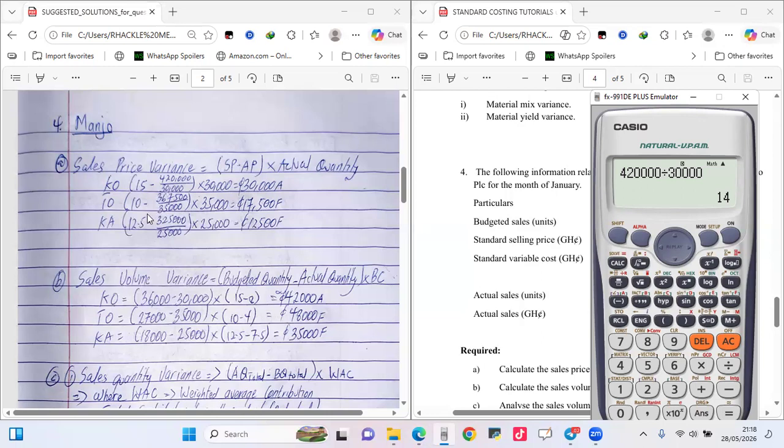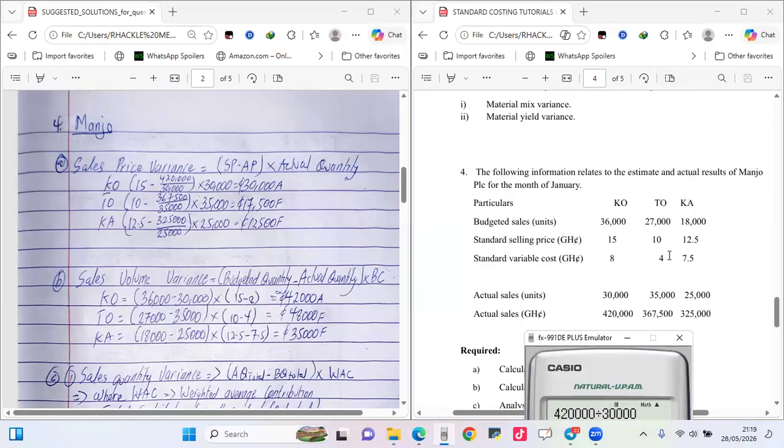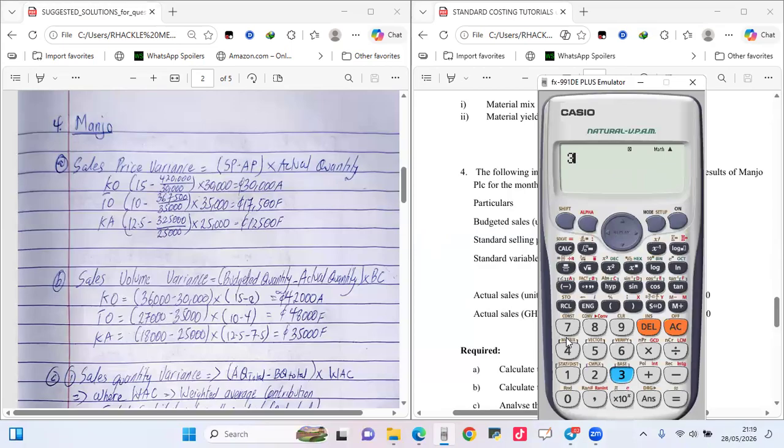Then TO as well, we do the same thing. We pick the standard price. Standard price here is 10 minus the actual price. We will not get it unless we divide the sales by the units. We multiply it by the actual quantity and we get 17,500 favorable. Why is it favorable? Because when we divide this by this, we are going to get something above the standard price. So let's do that.